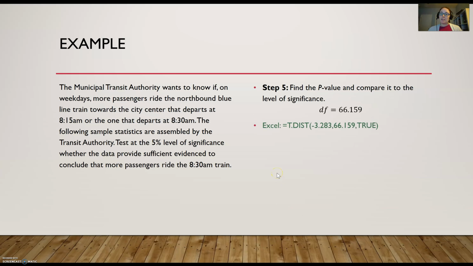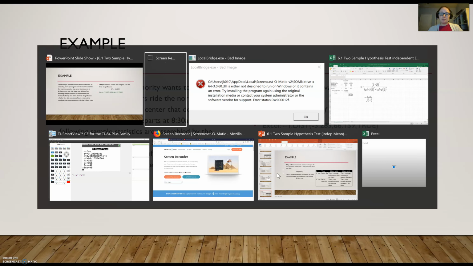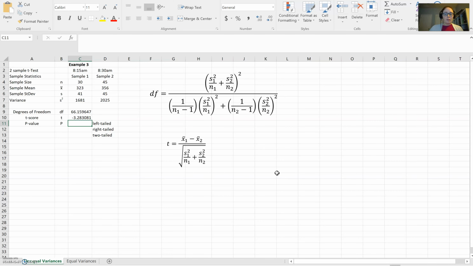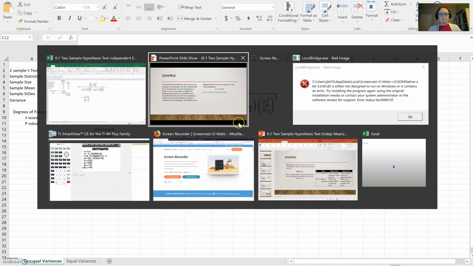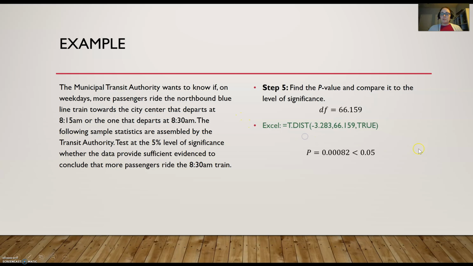I'm going to use the t.dist, plugging in that t-score and the degrees of freedom, and then go true for this one. So equals t.dist, grab the t-score, grab the degrees of freedom, and go true. If this had been right-tailed, I would do 1 minus that value to get the p-value. If it was two-tailed, I would have done 2 times that p-value there to get the final answer. So I've got my p-value.